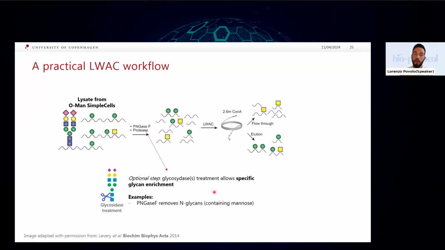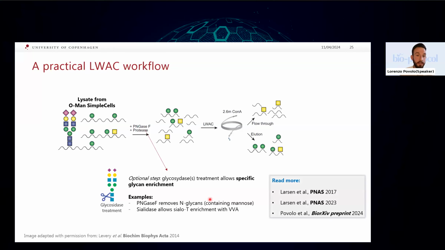In my workflow, I use PNGase F to remove N-glycans before doing affinity chromatography with ConA, because ConA has affinity for essentially all mannose sugars, more or less. And this would lead to an enrichment of mannosylated glycans, specifically if presented at the terminus of the glycan. So PNGase F might help achieve a more specific enrichment with lectins. PNGase F is an example, but also sialidase treatments can allow a deeper characterization of the glycoproteome. Here are some references to this aim.